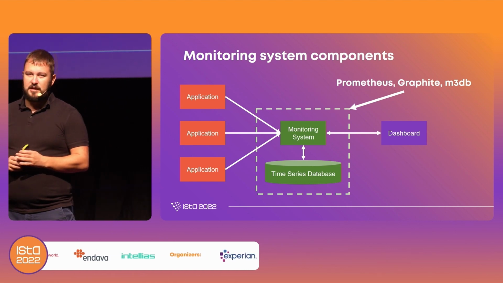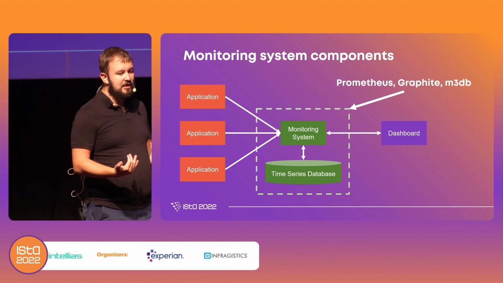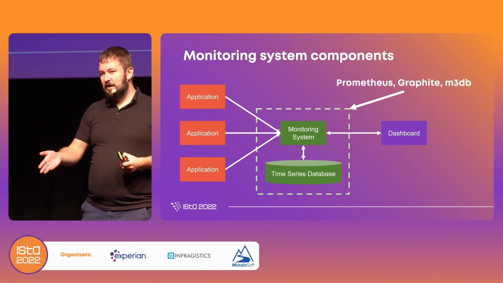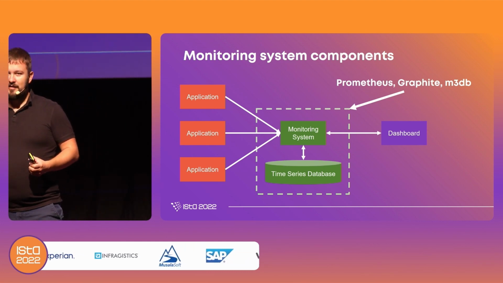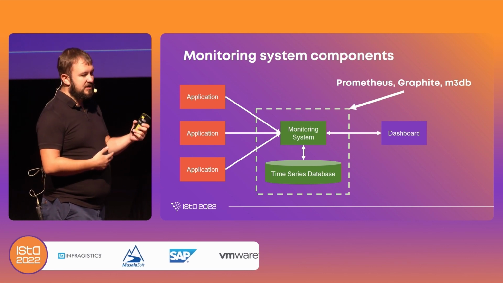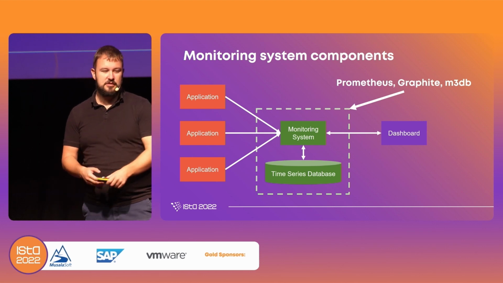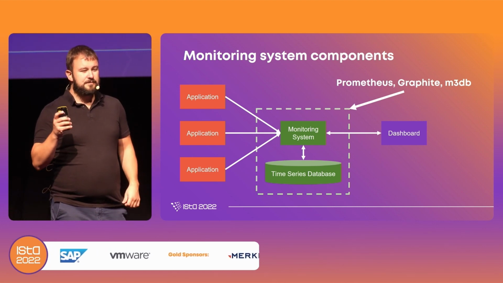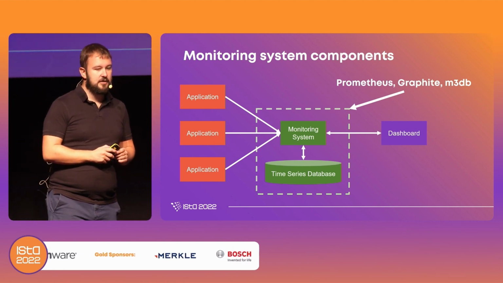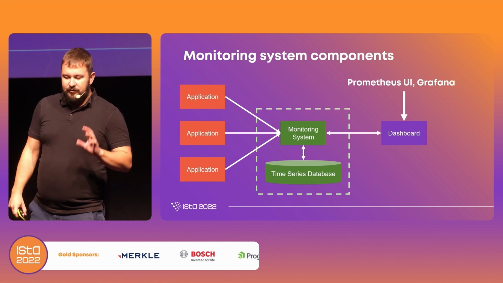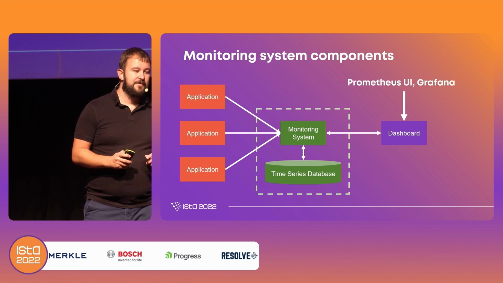And the time series database is a specialized database that allows you to store time series data. And time series data is data where you have a timestamp and a value that changes over time. And you have these sequences of time value, time value, time value. And the time series database is very efficient at storing this kind of information and also executing different operations on top of this data. Yeah, and the typical systems that are used for monitoring are Prometheus, Graphite, and M3DB. And for the dashboard, the typical thing that's mostly used are Prometheus UI and Grafana.